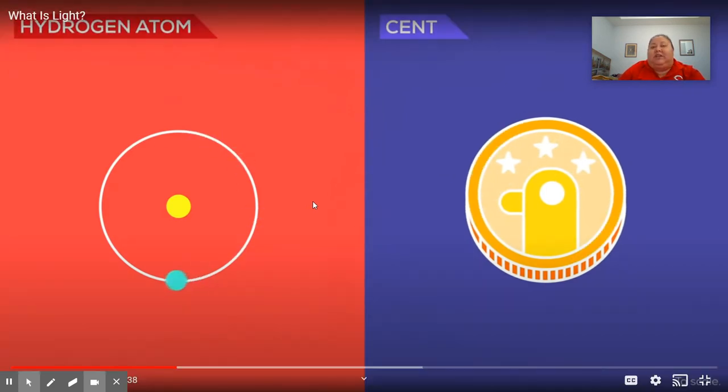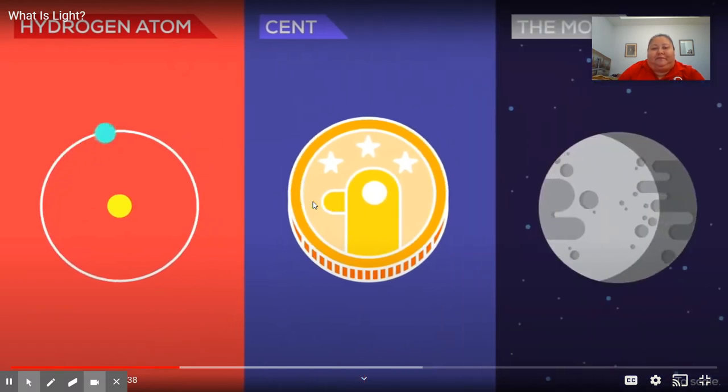So those gamma rays are so small that it's smaller than the smallest atom that we have. Okay? Gamma rays are smaller than the smallest atom on the periodic table. That's how small they are, compared to the moon.